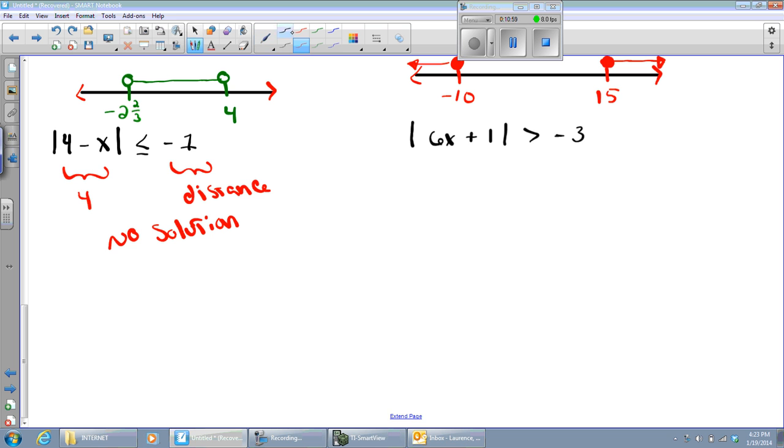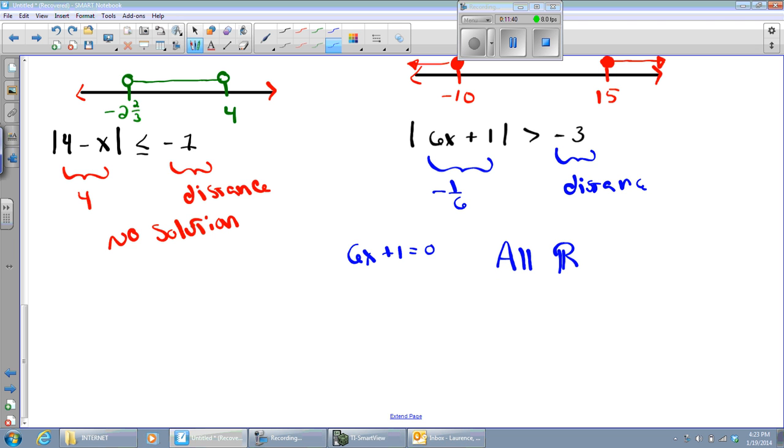Now be careful. Don't make a mistake. I know Derek's paying attention to this. Here my center is going to be negative 1/6. If you're wondering how I got that, I got 6x plus 1 equals 0, and I solved for x. I'll let you do that on your own, but you will get negative 1/6. And this is my distance number. So I need to know what numbers on the number line are more than a distance of negative 3 away from negative 1/6. Well, the smallest distance I could be would be 0, wouldn't it? If I was sitting at negative 1/6. So that means all real numbers are going to work. All real numbers. There you go.